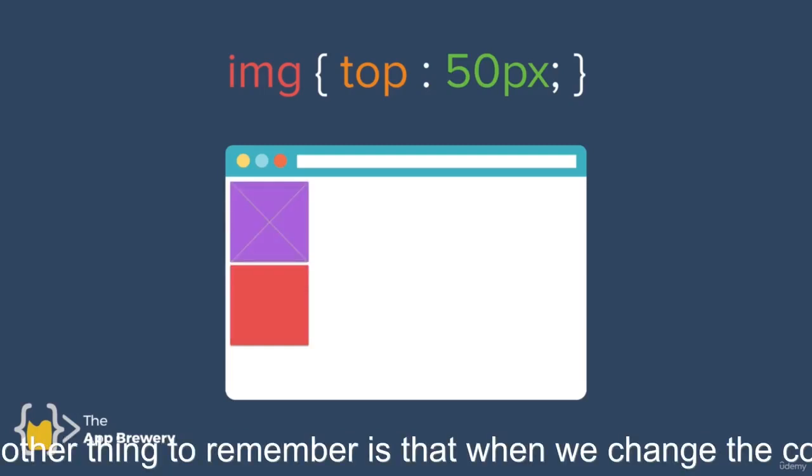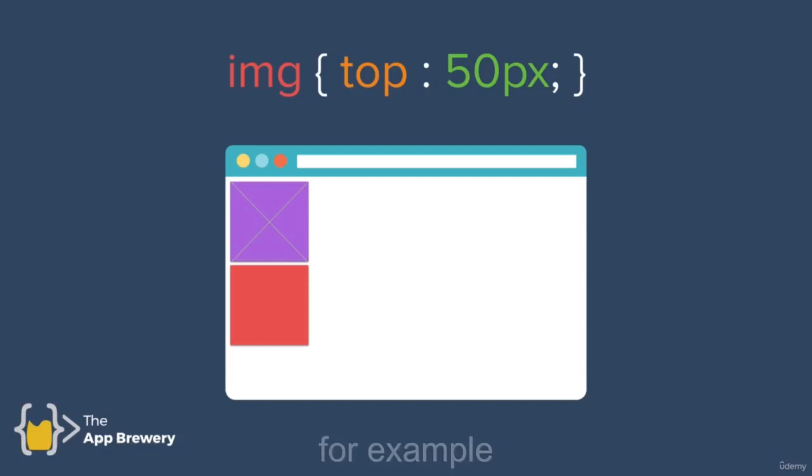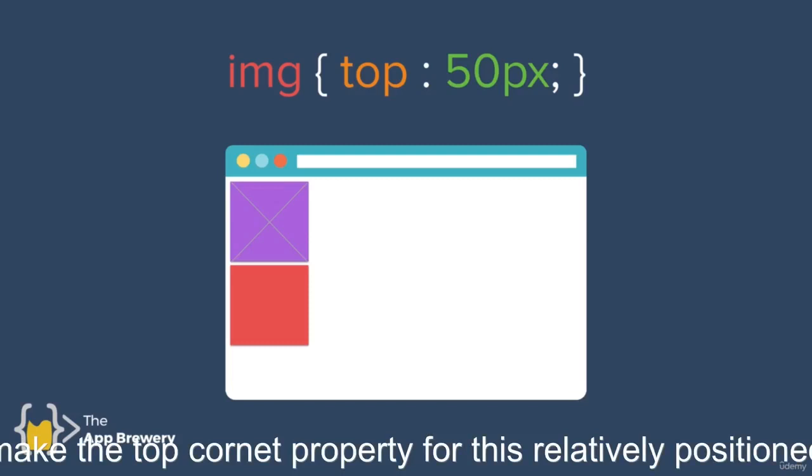Now, the other thing to remember is that when we change the coordinate properties, for example, in this case, we're saying make the top coordinate property for this relatively positioned image 50 pixels.